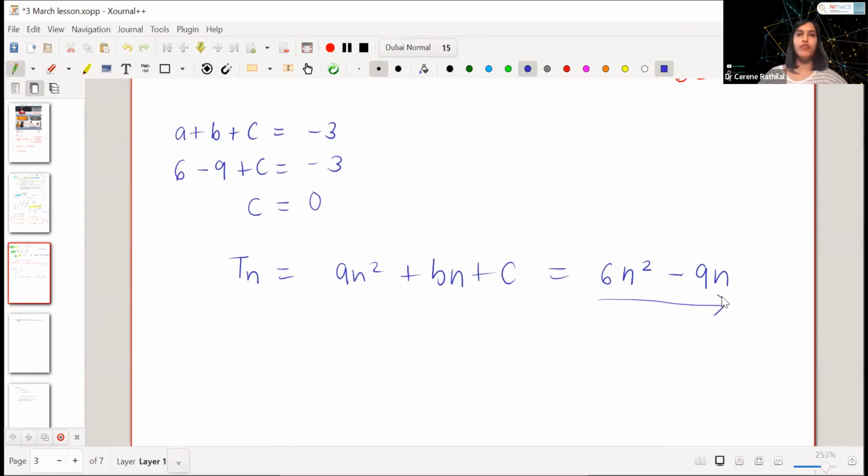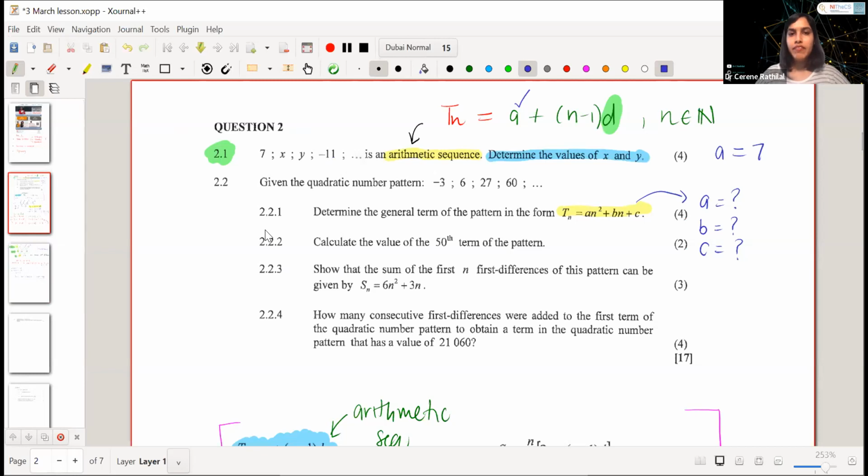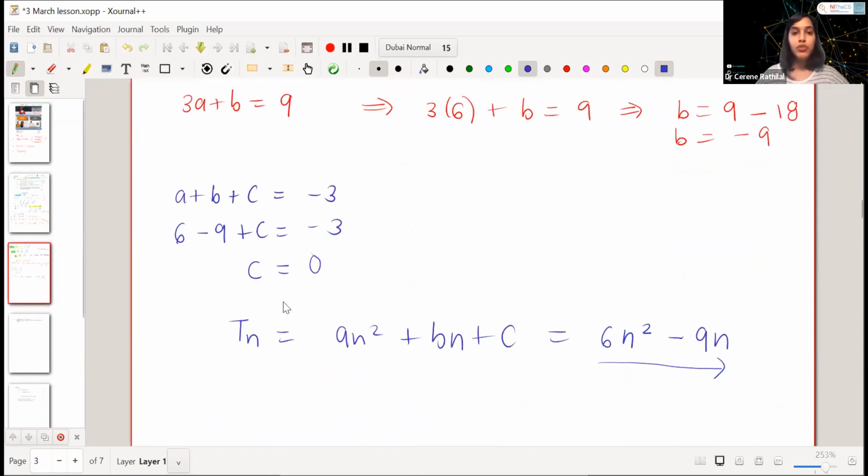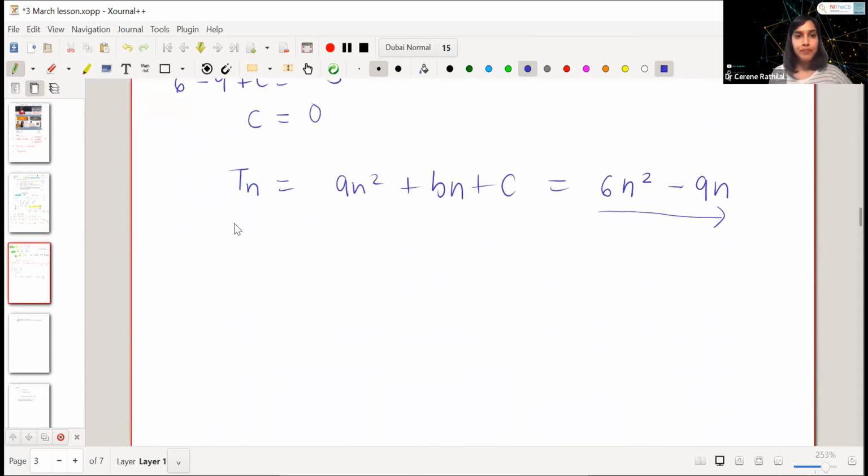Okay, thank you for all of the reactions. Now, let's go on to the next part of the question. We've got loads more to answer. Calculate the value of the 50th term in the pattern. Okay, so this should be pretty straightforward, isn't that so? I'm going to leave that to you to write down the last bit, but we want T50, so that's just 6 into 50 squared minus 9 times 50. All right, I will leave that to you to put into your calculator and get the final answer.